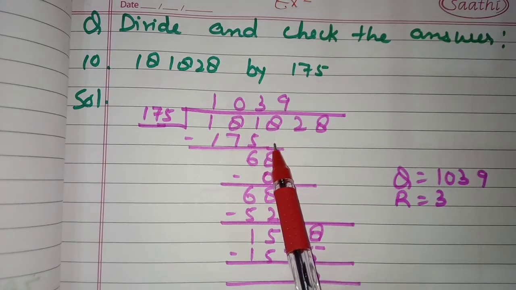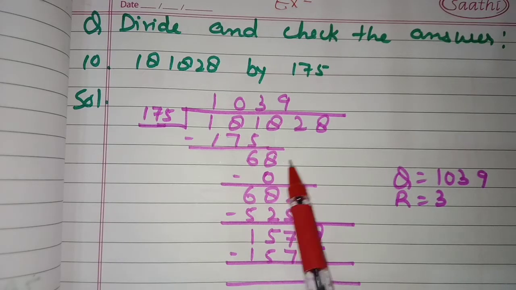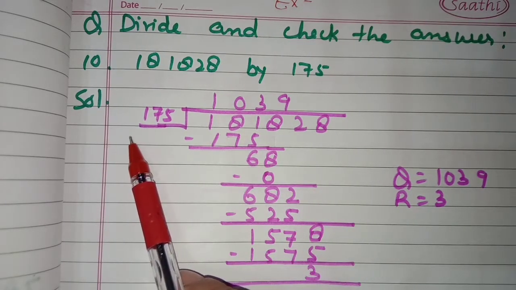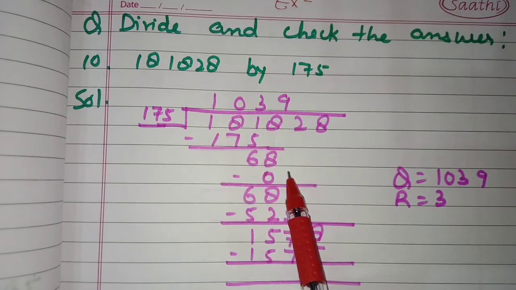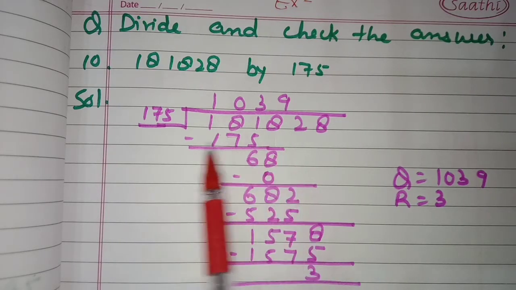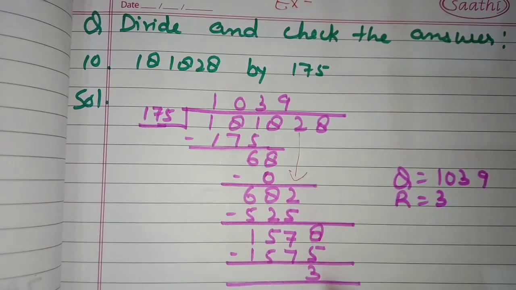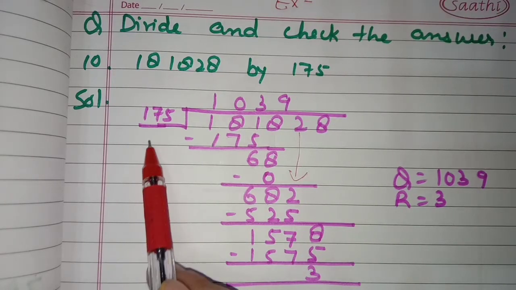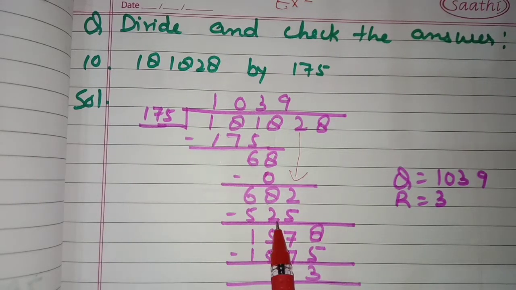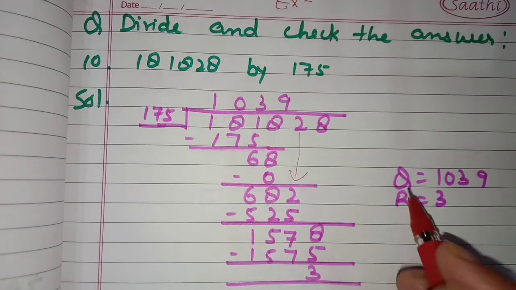Then we'll bring down the next digit 8 here, and the dividend is less than the divisor. So what we can do, either we can bring down the next digit here only, or we can just do 175 zeros are 0, and then 68 will be the remainder, and now we can bring down this 2 here. Now 175 3s are 525, and after subtraction we'll get 157.